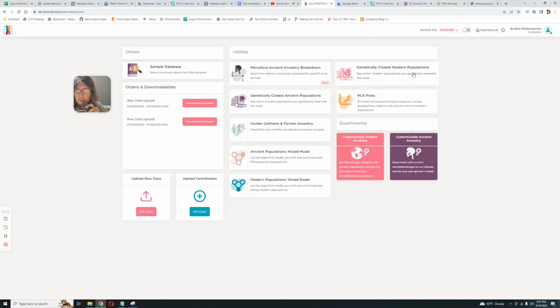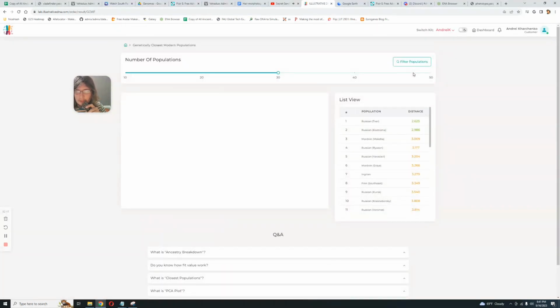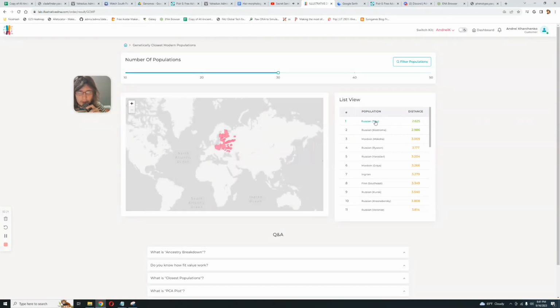You can see your closest modern populations. So for me, it would be Russians from Tver at number 1. That's who I'm closest to, followed by Russians from Kostroma, followed by Moksha, followed by Ryazan, followed by Yaroslavl. Now, this is different from my G25 with the imputed file. With the imputed file, actually, the Moksha is number 1 for me. After that, it's Erzya, and after that, it's Tver and various other Russians.